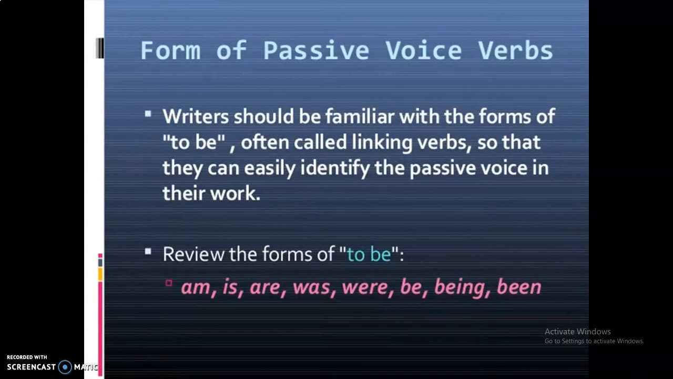Writers should be familiar with the forms of to be, often called linking verbs, so that you can easily identify the passive voice in their work. So review the forms of to be. What are the be form verbs? Am, is, are, was, were, be, being, been.